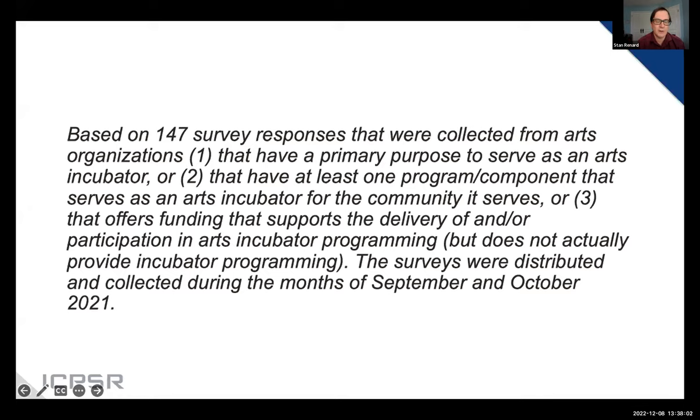So these surveys were distributed and collected by the Americans for the Arts in their platform to about 400 arts incubators. So we felt pretty good that out of a sample of 400, we got 147 respondents. So there was a lot of interest in our work. And then in between the months of September and October, we collected the data, and then we were able to analyze the data, treat it, and parse through it in the following few months. And so we'll talk a little bit about the results. Next slide, please.